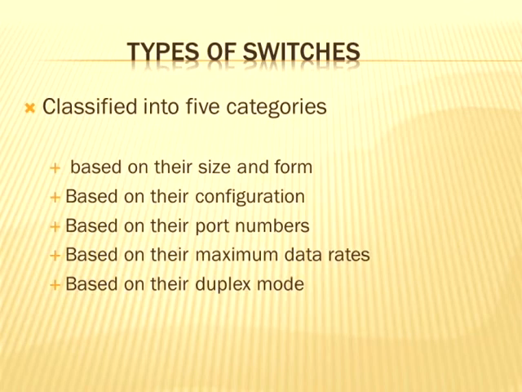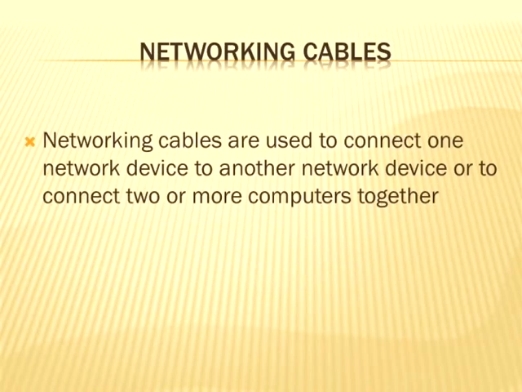Switches are also classified based on their port numbers, that is to say, the number of ports that they have. Also, switches are classified based on the maximum data rate. Some switches are able to transfer data at the rate of 10 to 100 megabits per second. But today, with improvements in technology, we have switches that are able to transfer data from 1 gigabit to 10 gigabits per second.